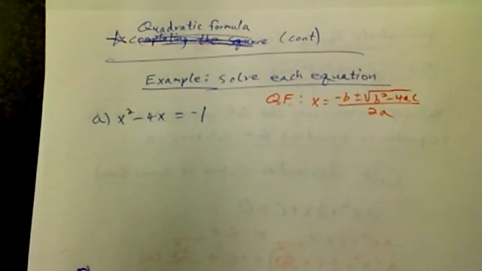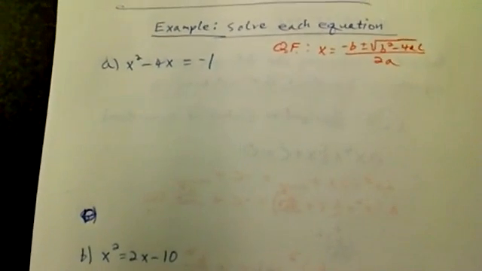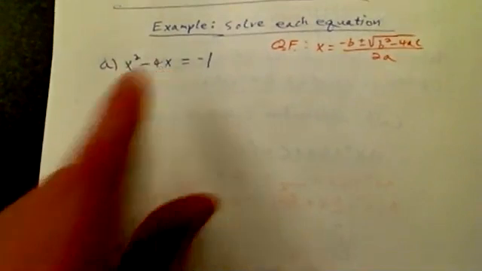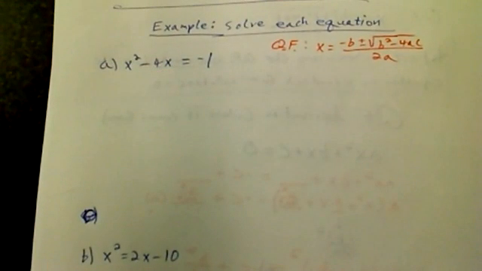Okay, guys, one last video. Quadratic formula continued. Now we're actually going to do some examples. First one I want to solve is x squared minus 4x equals -1. I have my quadratic formula here to remind me.